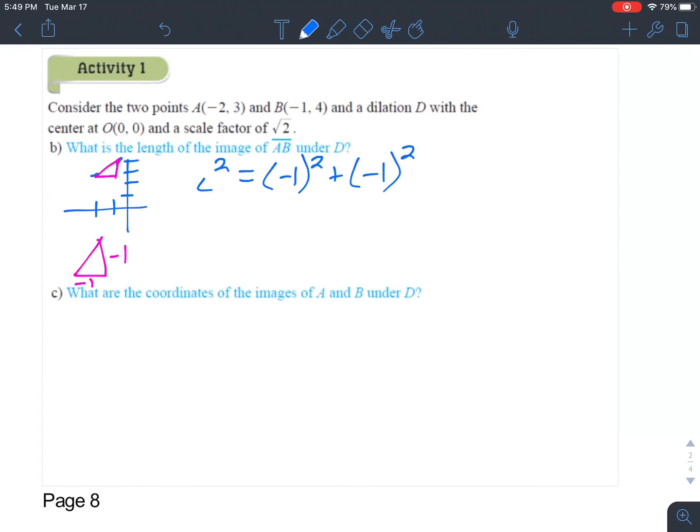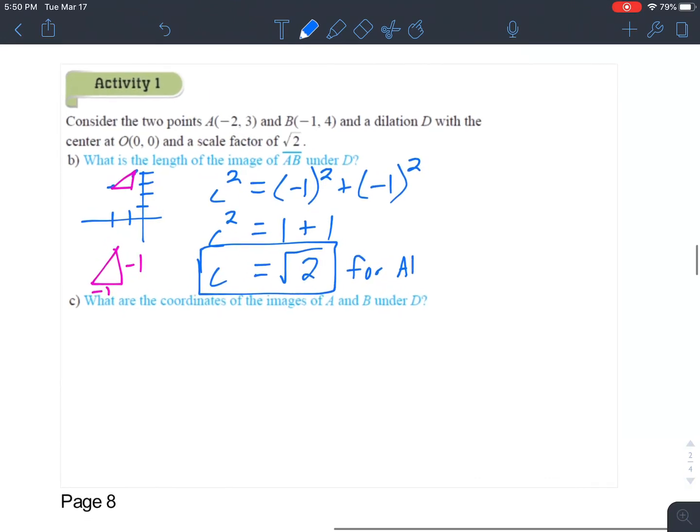And then we will get, let's see, c squared equals 1 plus 1. And sorry, that shouldn't be c squared anymore. That should be c equals the square root of 2. Now, we do have to be careful though, because this c value that we just found, this is the distance, but that's for AB. We were asked to find this for the image of AB.